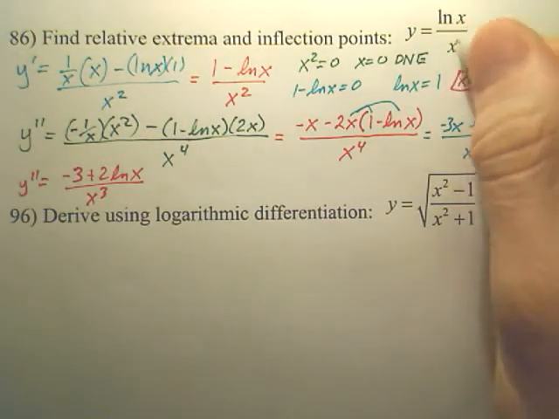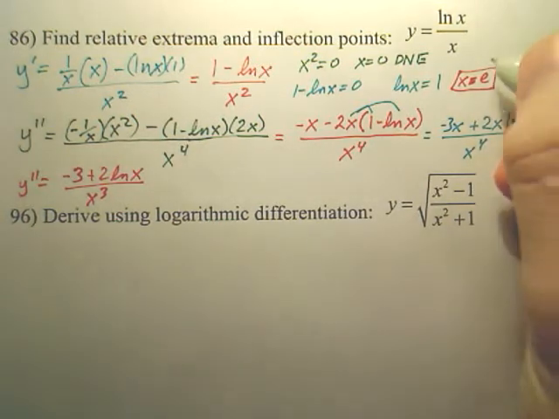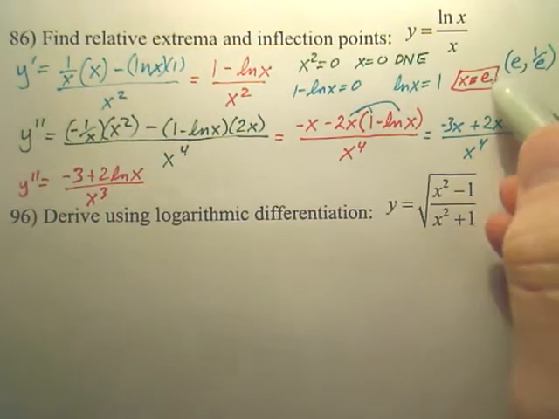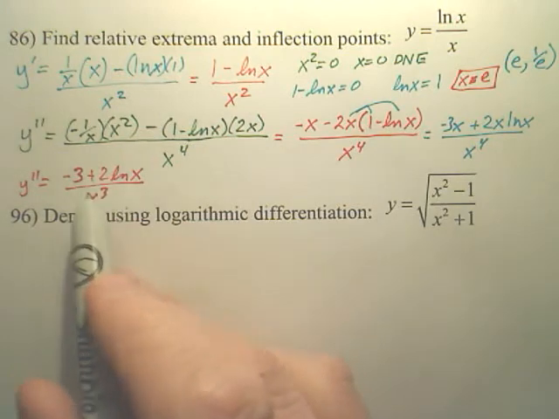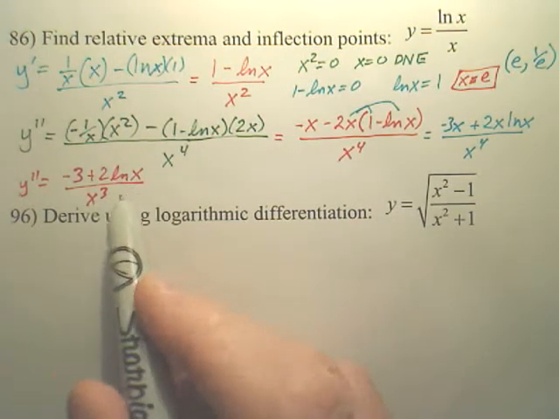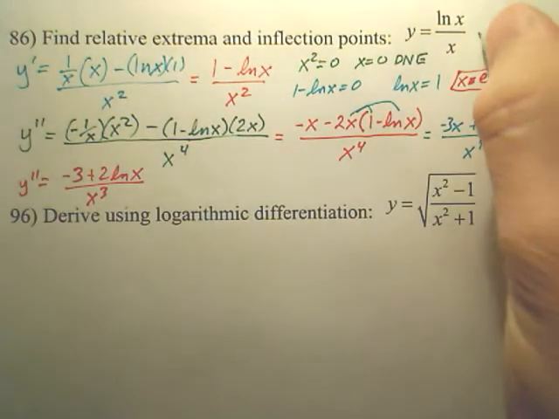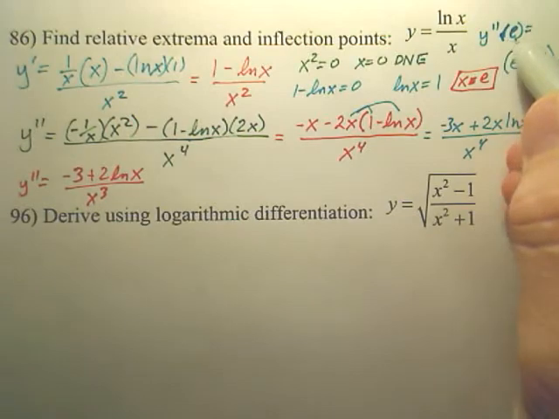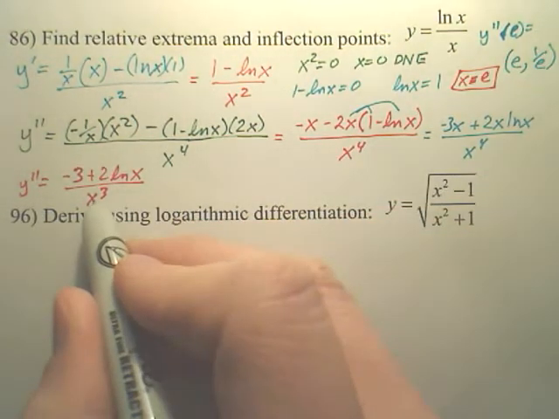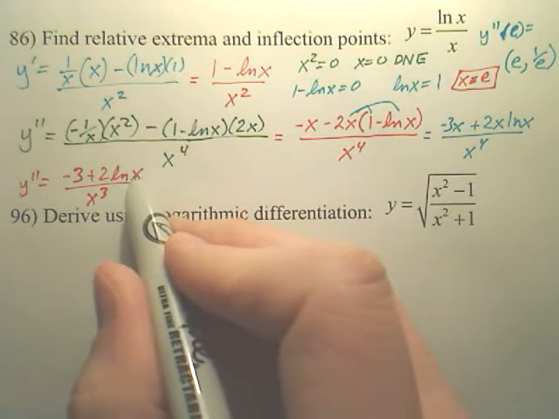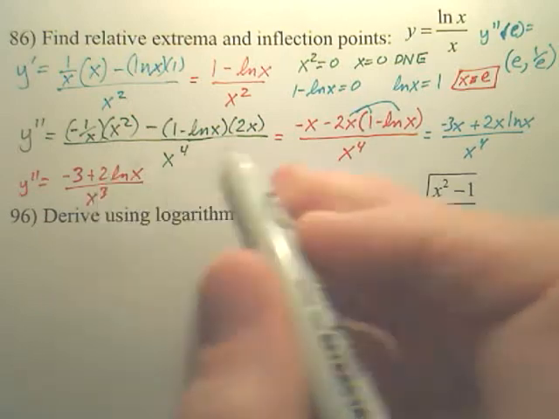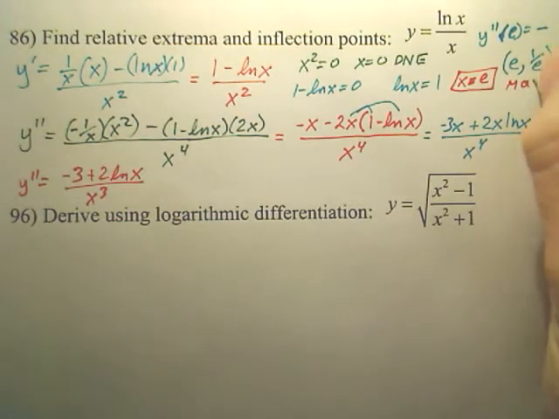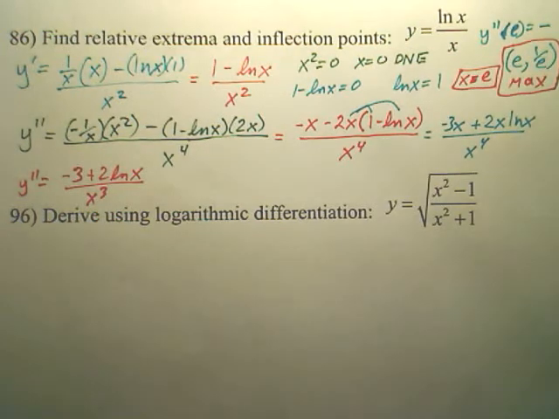When we plug this into this right here, what's ln e? Isn't that 1? So this is 1 over e. So the coordinate is going to be e, 1 over e. And let's plug e into this down here. All we care is the positive or negative. What is y double prime of e? Y double prime of e will be your second derivative test. When you do that, we end up with a positive on the bottom, and this is a 1, so negative 3 plus 2 is a negative. So isn't this going to be a negative? Since it's a negative, it's downhill, so this is a max, or a relative max.